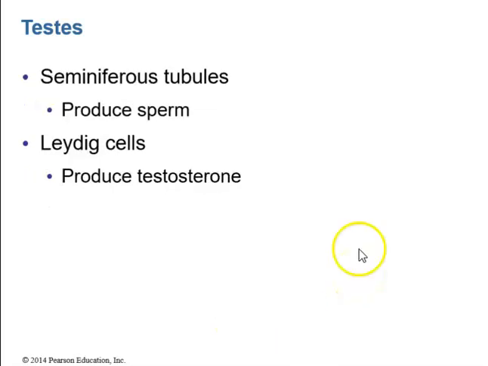Within the testes, we have structures called the seminiferous tubules. The seminiferous tubules are structures that produce sperm. Other structures within the testes are the Leydig cells. The Leydig cells are important because they produce the hormone testosterone.